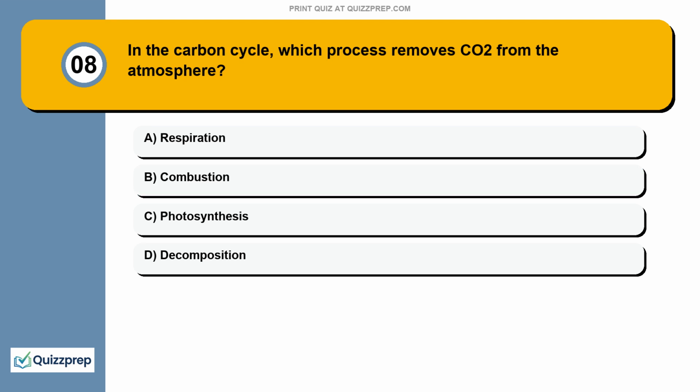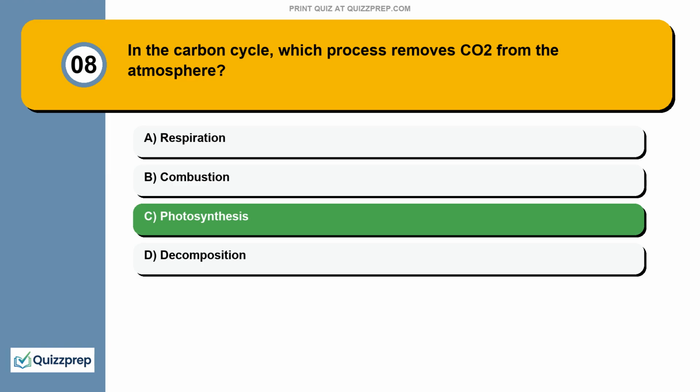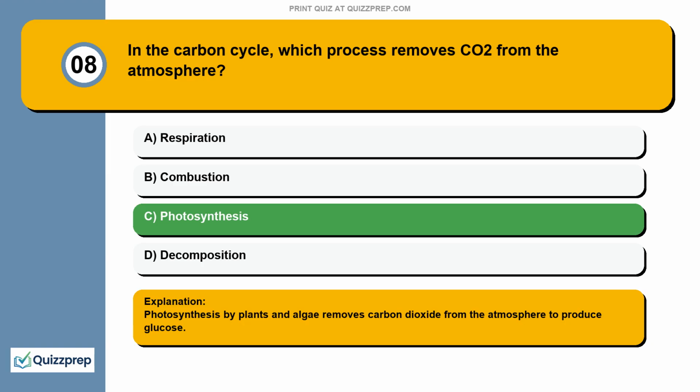Question 8. In the carbon cycle, which process removes CO2 from the atmosphere? Respiration, combustion, photosynthesis, decomposition. Photosynthesis by plants and algae removes carbon dioxide from the atmosphere to produce glucose.